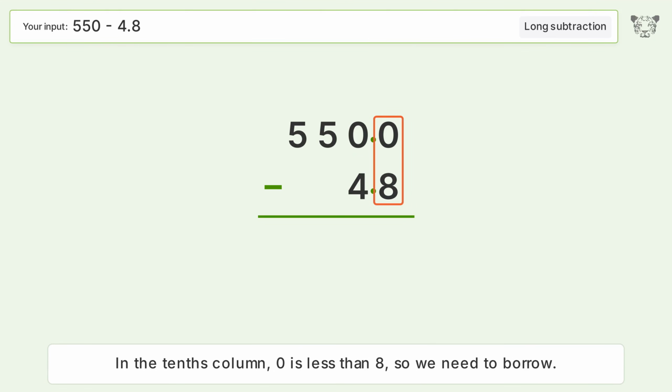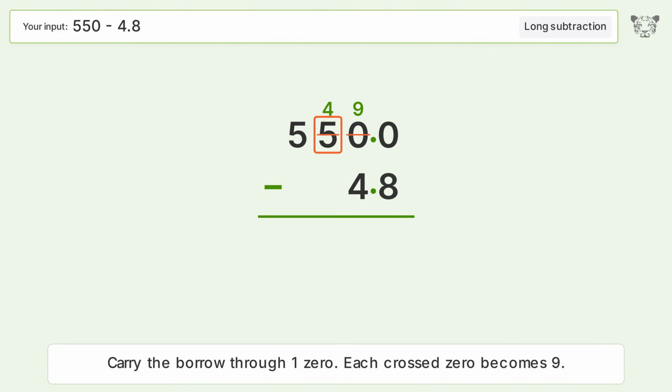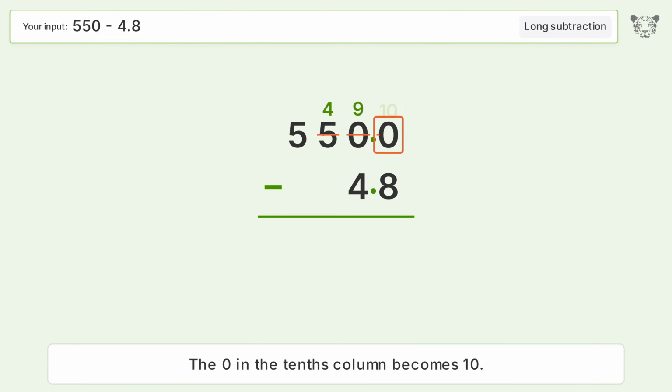In the tenths column, 0 is less than 8, so we need to borrow. Borrow 1 from the tens column. 5 becomes 4. Carry the borrow through 1 0. Each cross 0 becomes 9. The 0 in the tenths column becomes 10.